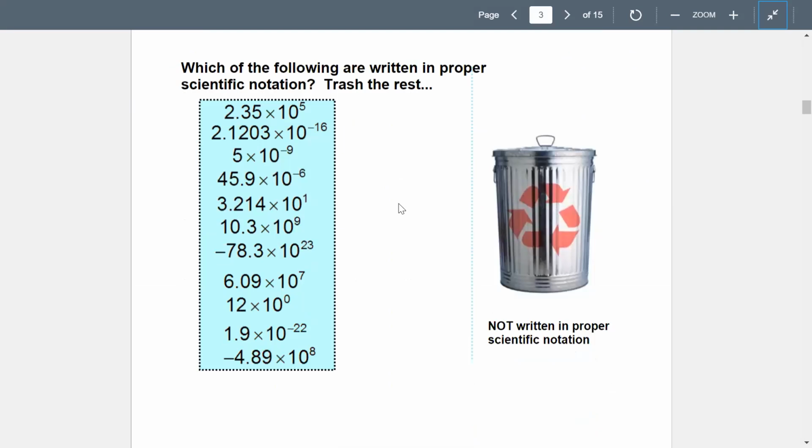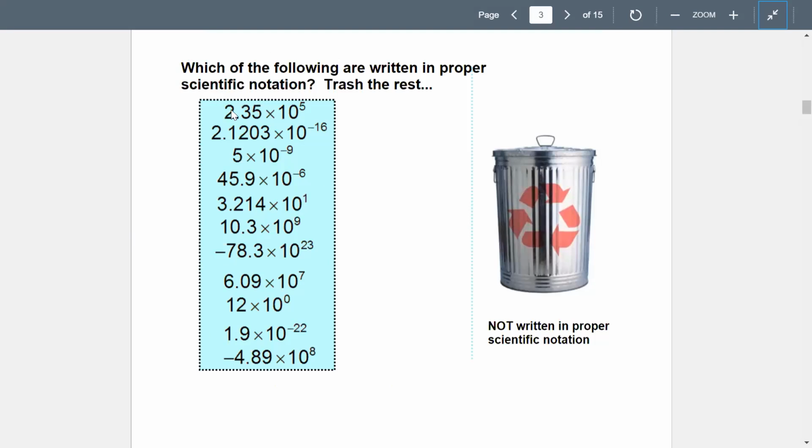All right, first let's just check all the n's. Let's check all of those exponents and see if we have anything that's got a decimal or that does not fit our requirement. So we've got 5, negative 16, negative 9, negative 6, 1, 9, 23, 7, 0, negative 22, and 8. Looks like all of our exponents are going to be pretty good, so we know that that's not going to kick any of these out. But let's figure out, based on our coefficients, which one of these are in correct notation.